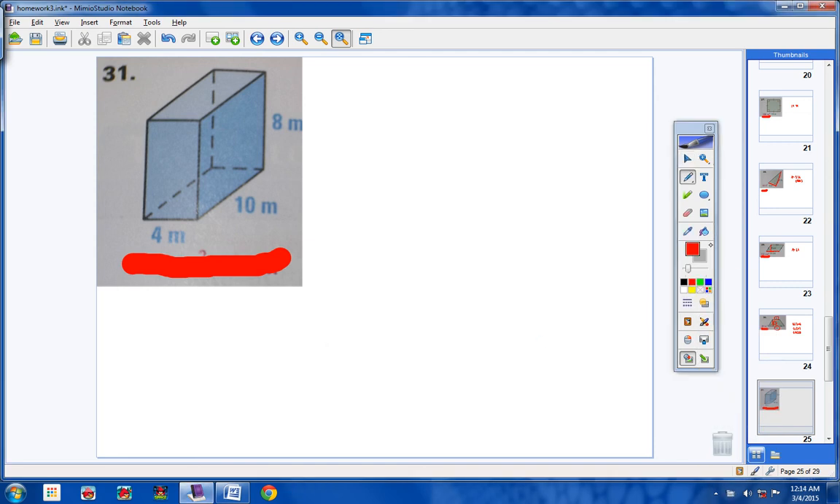Okay, for students, let's start with the surface area. So I have a top and a bottom, a right and a left, and a front and a back. Okay? So we're going to find the area of each one of these.